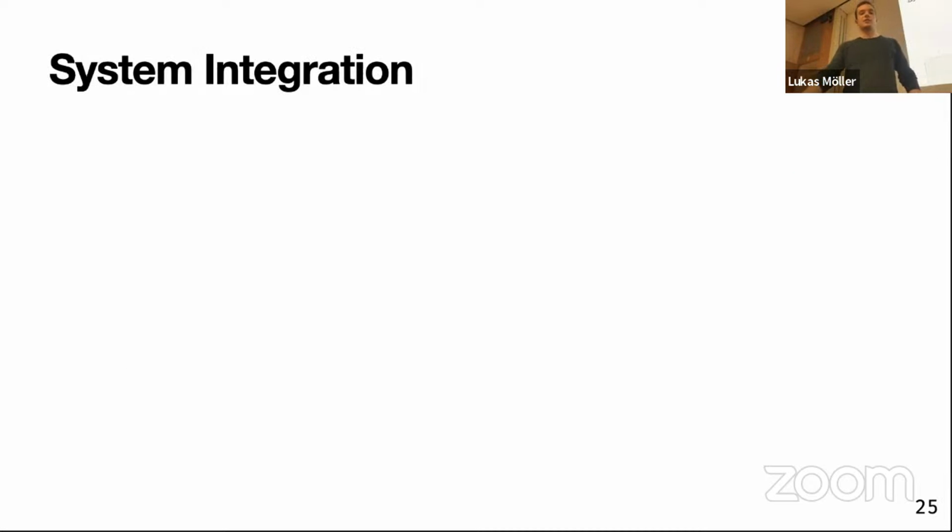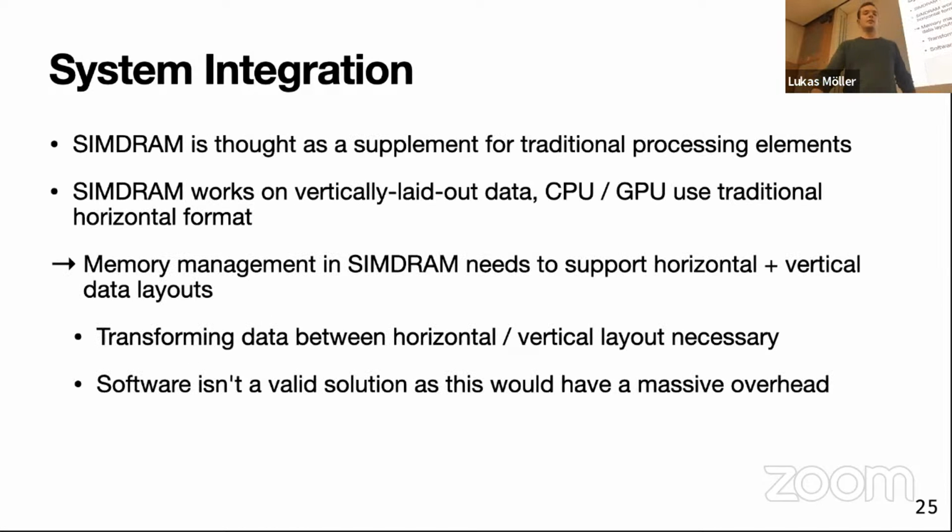Now let's get into system integration. We know how to generate microprograms, but how is that integrated into normal C programs? SIMDRAM is thought of as a supplemental way of doing modifications to memory. And we already saw that SIMDRAM works on vertically laid out data, whereas CPUs and GPUs generally prefer to have their data in a traditional horizontal layout, because only in that way they can quickly get and modify certain elements at a specific index.